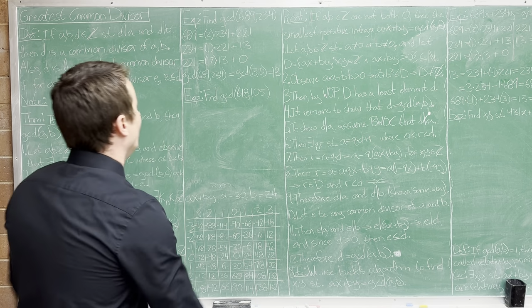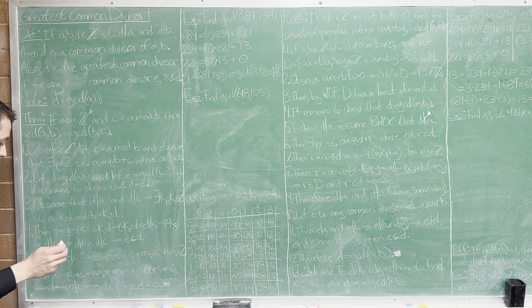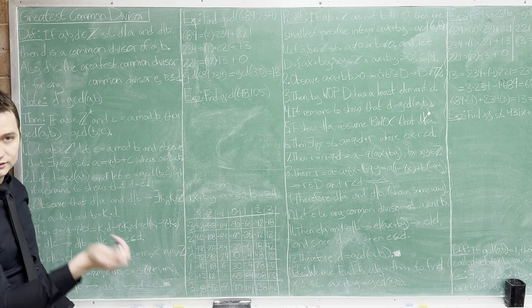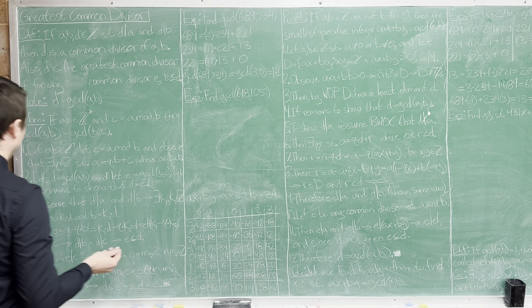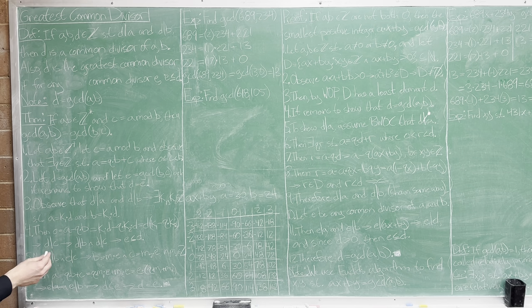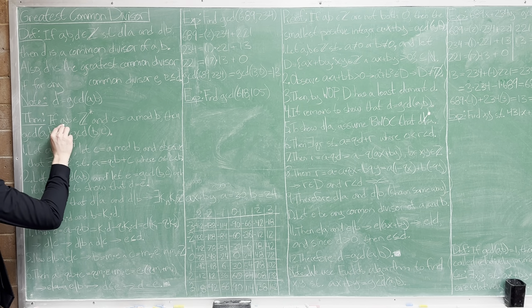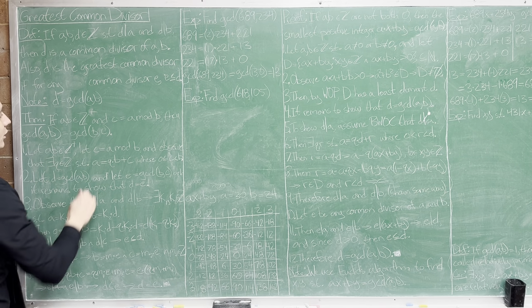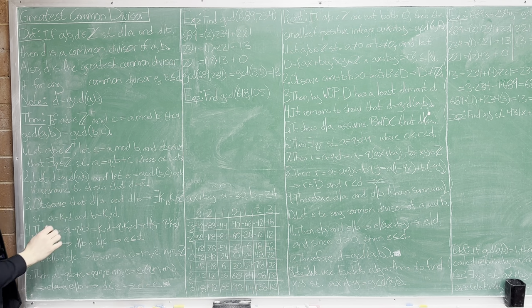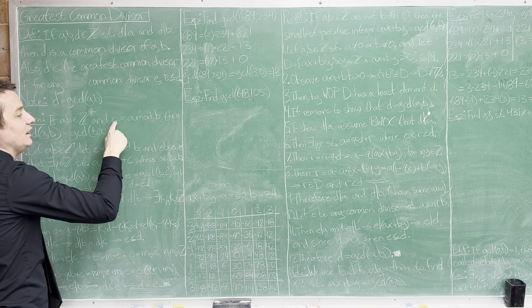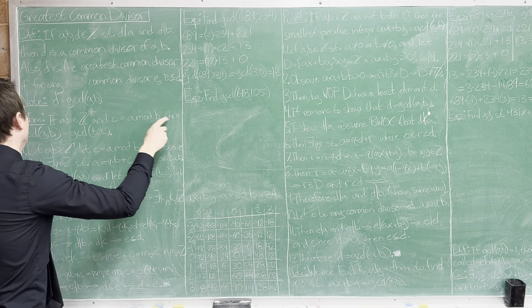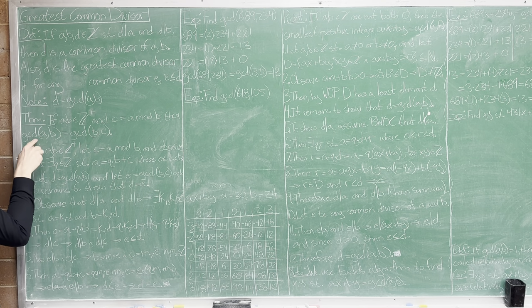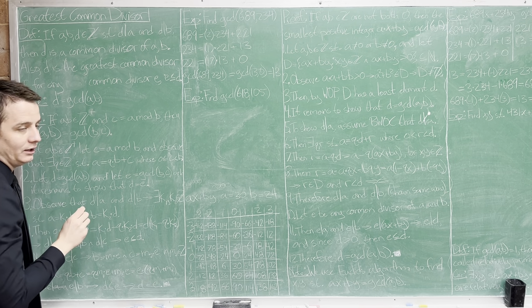Now, before we get to the algorithm, we're going to prove something that the algorithm is going to use over and over again. And then when we use it in the algorithm, you're comfortable with it. So, what are we going to prove? We're going to prove that if A and B are positive integers, and C is equal to A mod B, then the greatest common divisor of A and B is the same thing as the greatest common divisor of B and C.